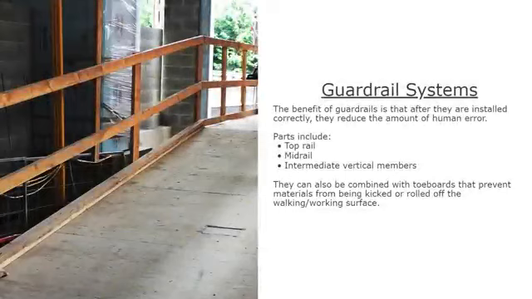Guardrails. The benefit of guardrails is that after they are installed correctly, they reduce the amount of human error. Parts include top rail, mid rail, and intermediate vertical members. They can be combined with toe boards that prevent materials from being kicked or rolled off the walking working surface.